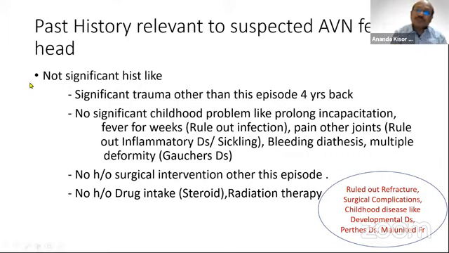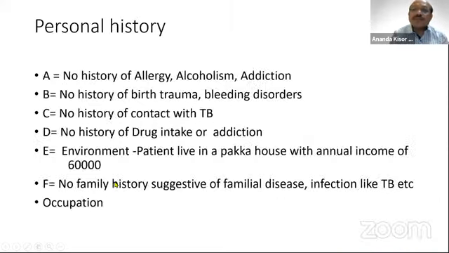Or there is no history suggestive of surgical intervention other than this episode. Like, if there is a history of surgical intervention for the intracapsular neck of femur fracture, that can lead to avascular necrosis. So that history should be taken. Or there is a history of drug intake which may be related with avascular necrosis, like steroid and radiation therapy. So these are the relevant past history.